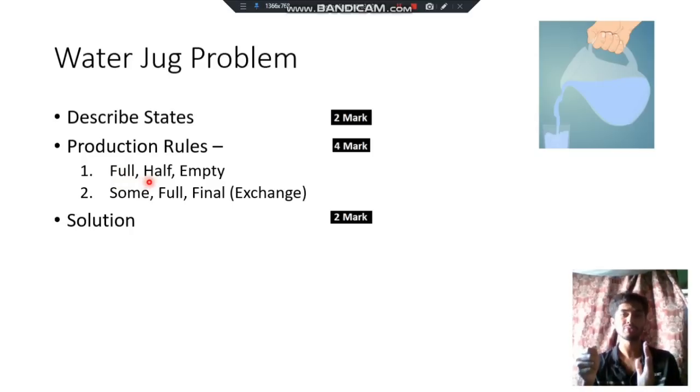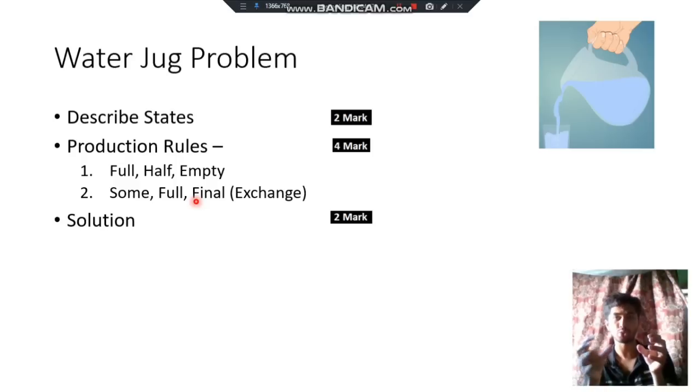Half means you are just filling it to some amount of water, just a small amount of water you are pouring out. Empty means you are emptying the whole jug. Exchange means you are exchanging some water from this jug to this jug. Those are the rules. Full means you are putting whatever water is left here into this until this becomes full.